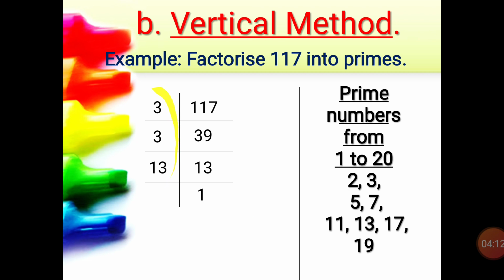And the numbers which we have written on the left hand side are nothing but the prime factors of 117. We will write them in the form of a product. So prime factors of 117 are 3 into 3 into 13.